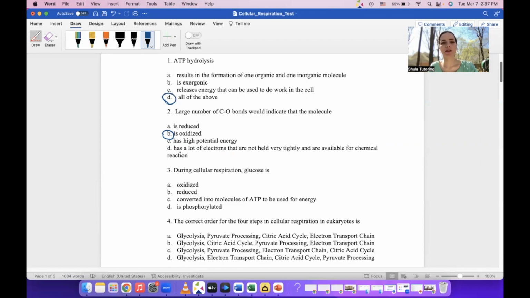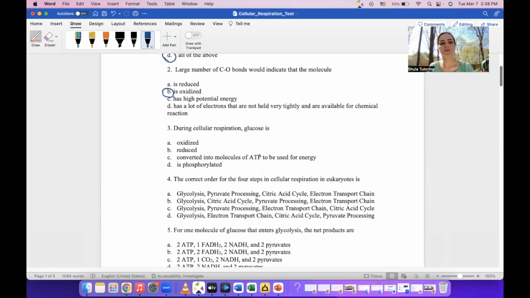And choice D, has a lot of electrons that are not held very tightly and are available for chemical reactions. That describes a reduced molecule, right? Because reduced molecules have a lot of available electrons for chemical reactions.